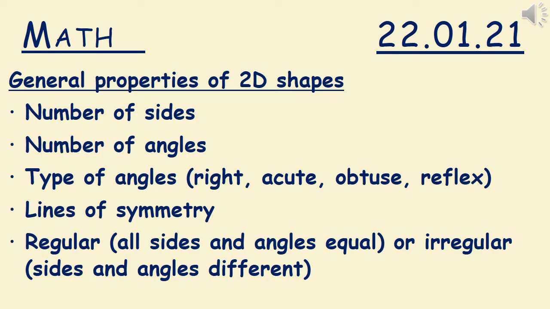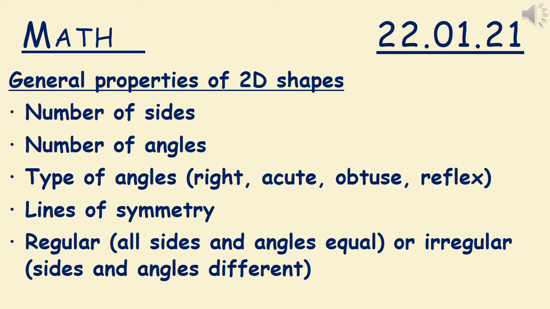So before you start, here's a little helper. Here are some general properties of 2D shapes. You could identify the number of sides, the number of angles, the types of angles. They could be a right angle, an acute angle, an obtuse angle, or a reflex angle. You could identify their lines of symmetry and whether it's a regular or an irregular shape.